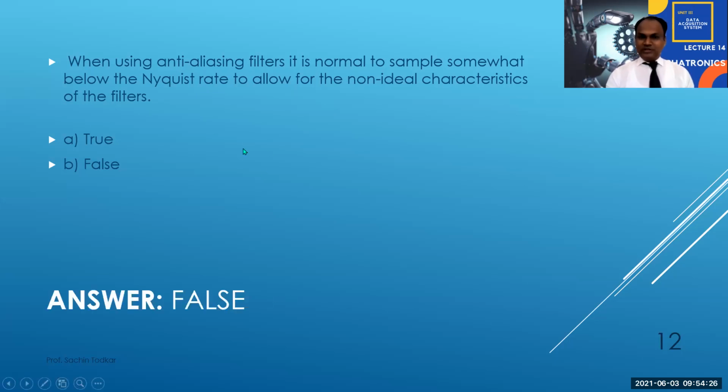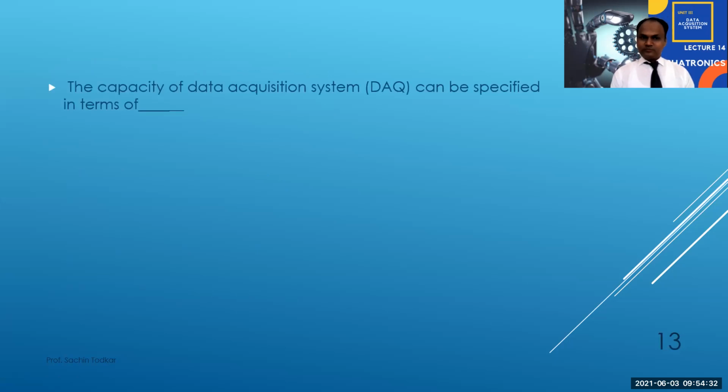We have to maintain the Nyquist rate at least. We cannot sample below the Nyquist rate. That we have to remember.